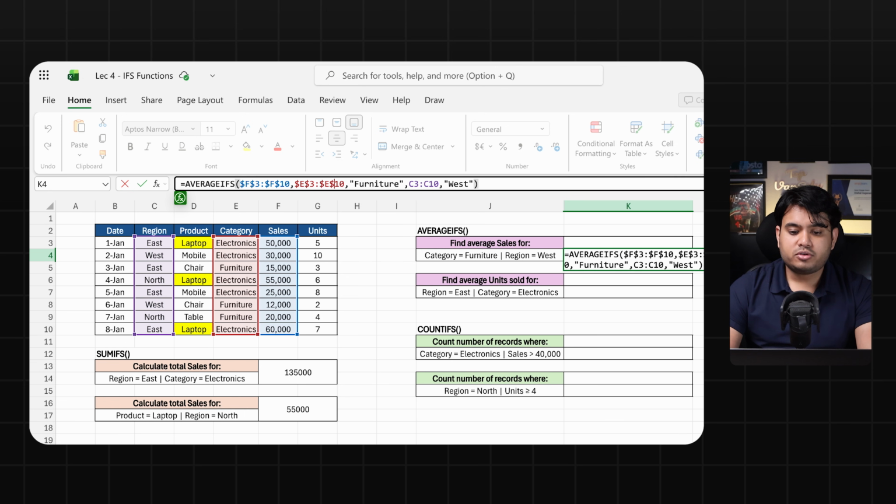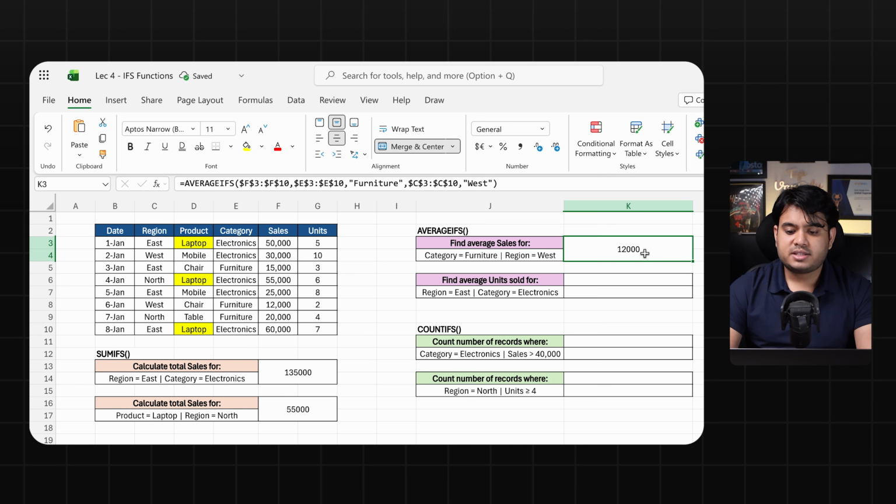It is very important to lock all your cells, because if you are not locking these cells, it will collect the data from the blank cells also and your average will not be correct. So that's why it's very important to lock your range. And this is your answer, which is 12,000. Okay, 12,000 is your answer.